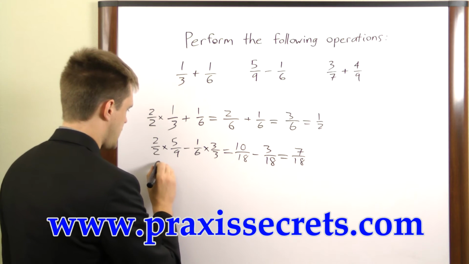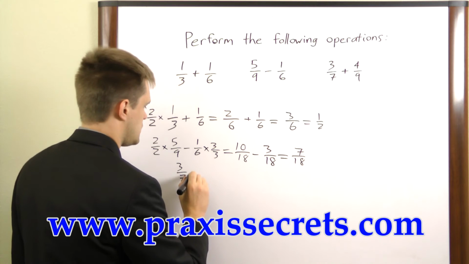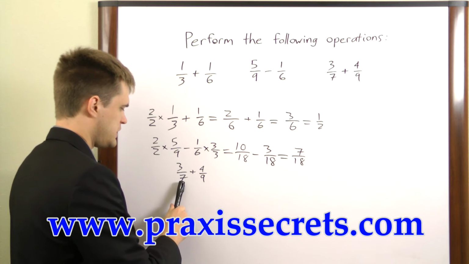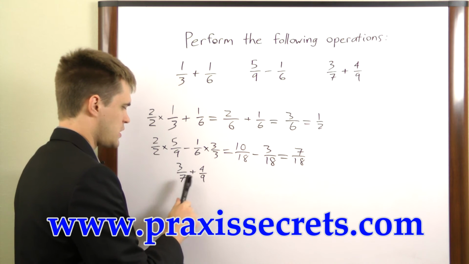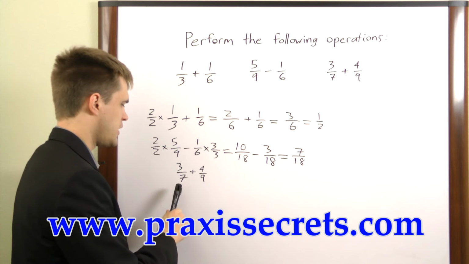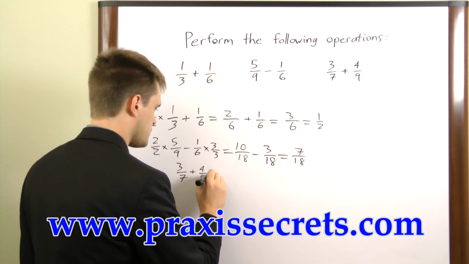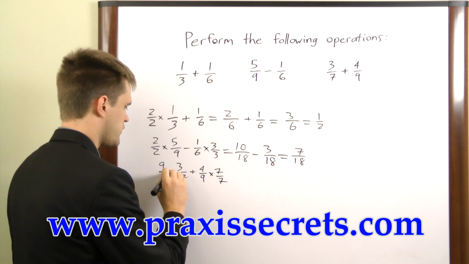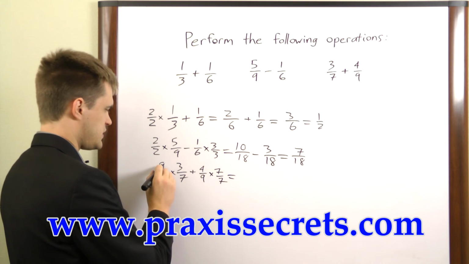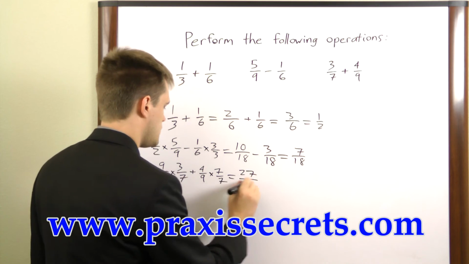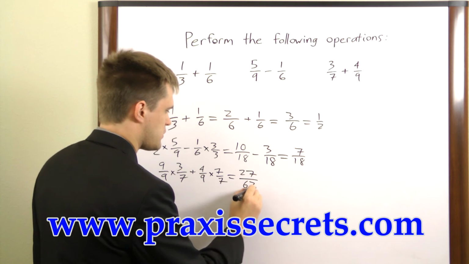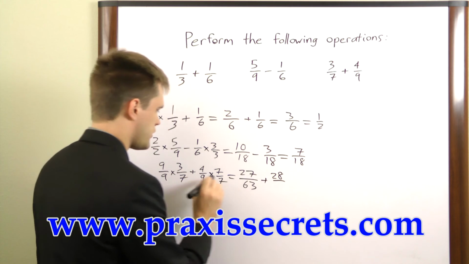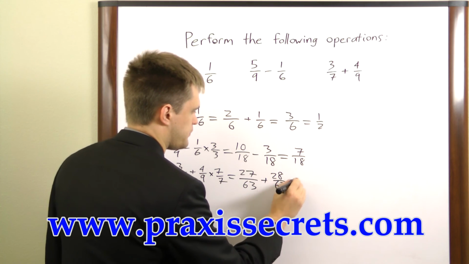In this final example, we have 3 over 7 plus 4 over 9. Now in some cases, your least common multiple is just going to be one number times the other. And that's what we have here. So the second fraction we're going to multiply by 7 over 7. And the first fraction we're going to multiply by 9 over 9. Then that gives us 9 times 3 is 27, over 9 times 7, 63, plus 4 times 7 is 28, over 9 times 7, 63.